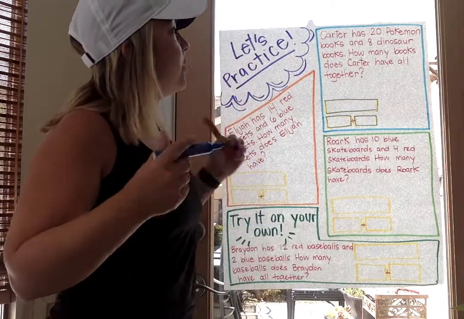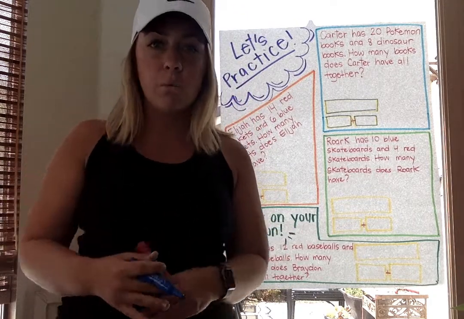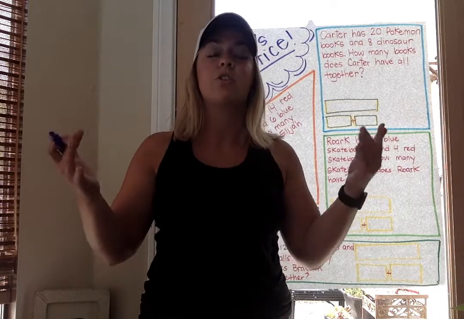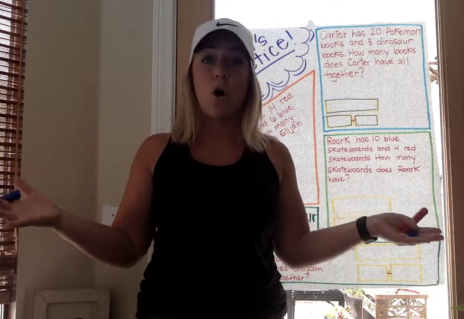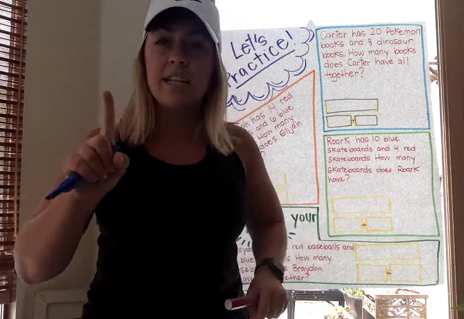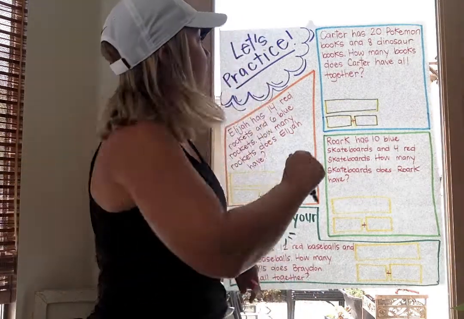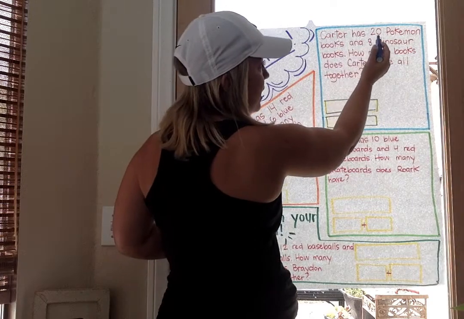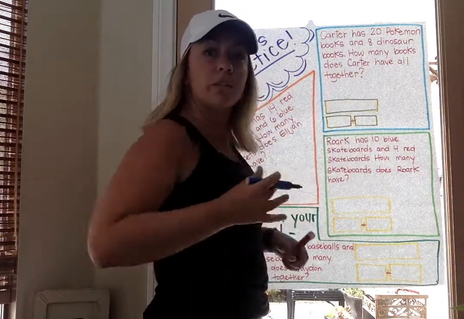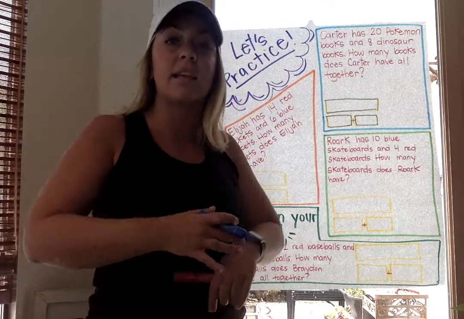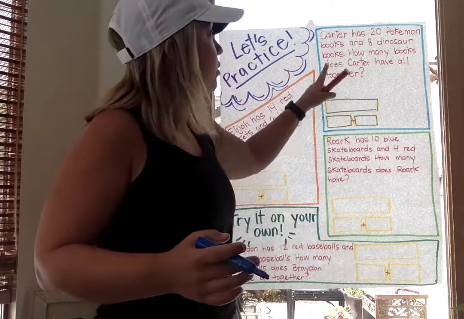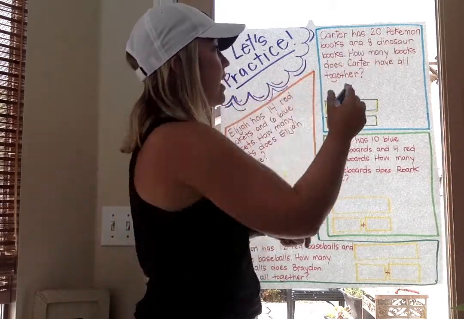Awesome. Now, this is what we have to do. In a word problem, we have 2 parts, and we're trying to find how many we have all together. So let's look through our word problem and find our first part. Carter has 20 Pokemon books. So we're talking about books, and we're asking how many books all together. So how many Pokemon books does he have?